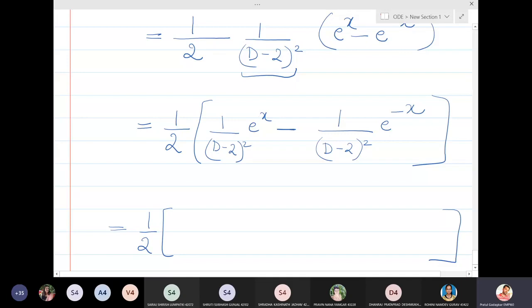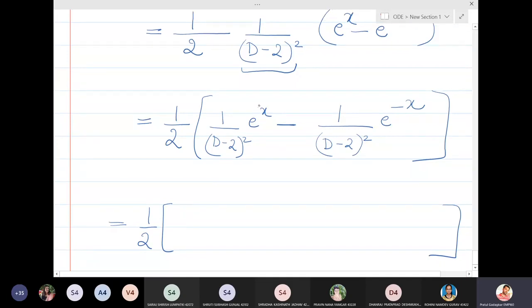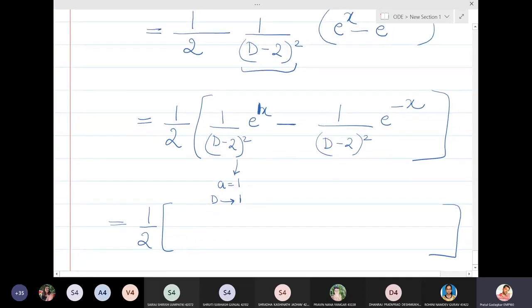Here, who is playing the role of a now? Here, the role of a is 1. So in the first part, replace D by 1, because it is e raised to ax, and that a is what we use. So in this first part, a is 1, so replace D by 1. But in the second part, e raised to minus x means a is equal to minus 1. So in this second part, D has to be replaced by minus 1.